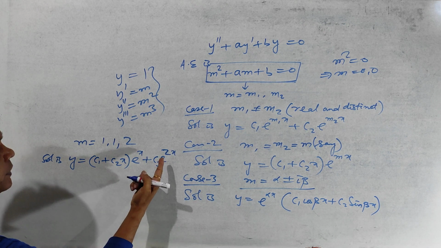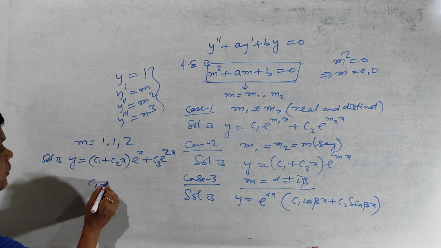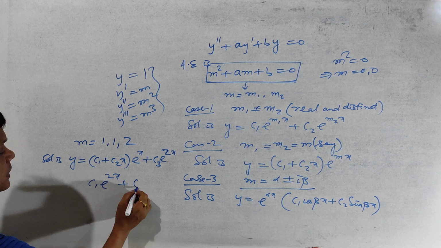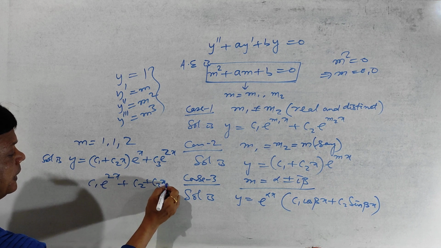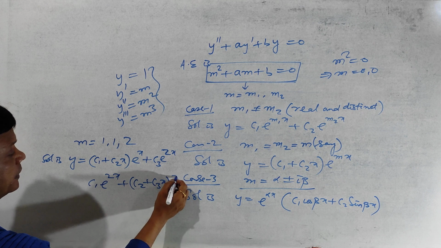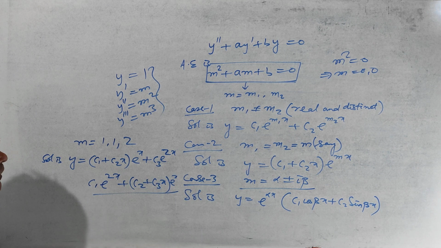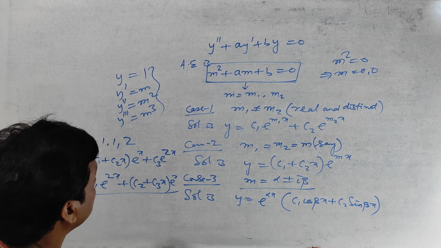Or you can write this one as first, c1 into e to the power 2x plus c2 plus c3 x into e to the power x. Like this also you can write. You can change the constants. Clear?